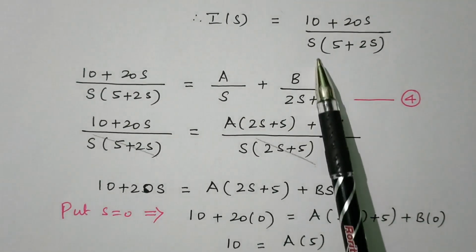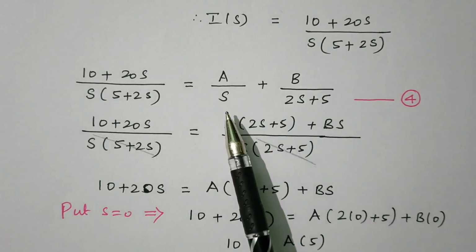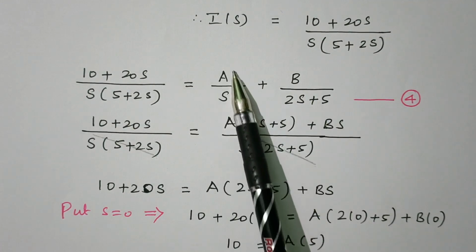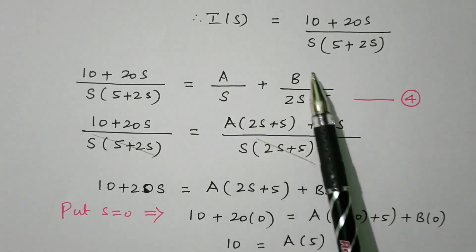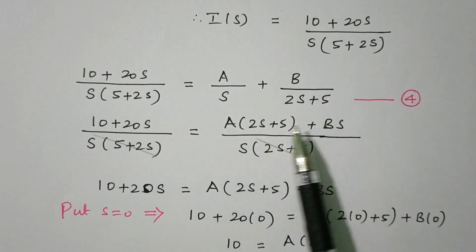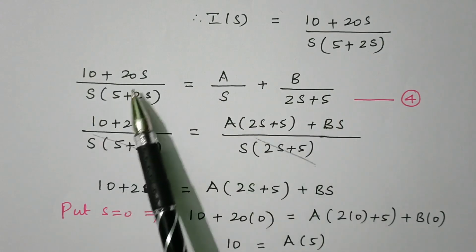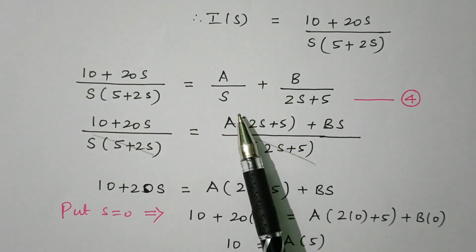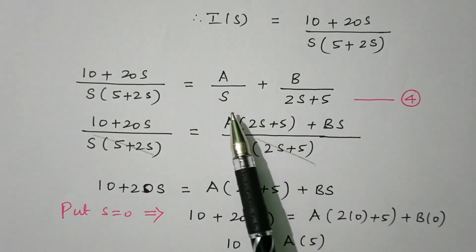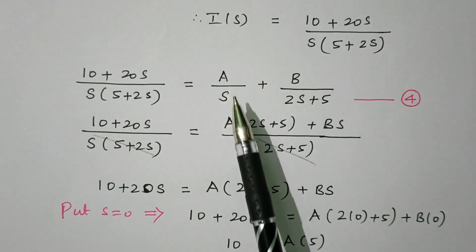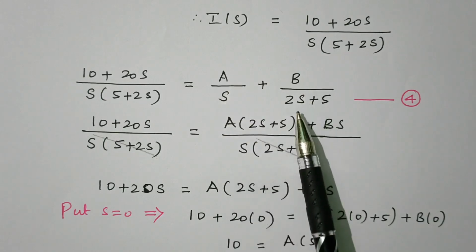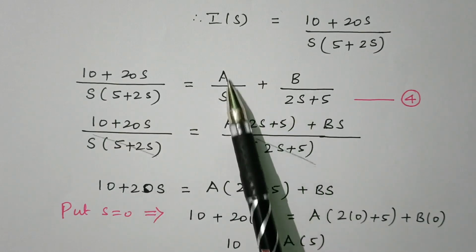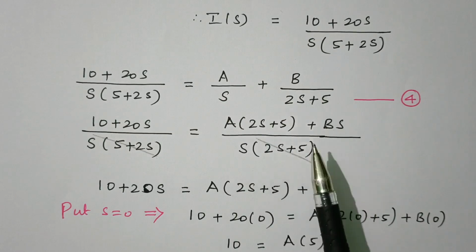So this equation can be written by using the partial fraction technique. We need to split like this, so that this time we can easily take the inverse Laplace. Right? So (10 plus 20s) divided by s into (5 plus 2s) equals, certain formats are available, accordingly it is written as A by s plus B divided by 2s plus 5. These two terms are split: A by s plus B by 2s plus 5.